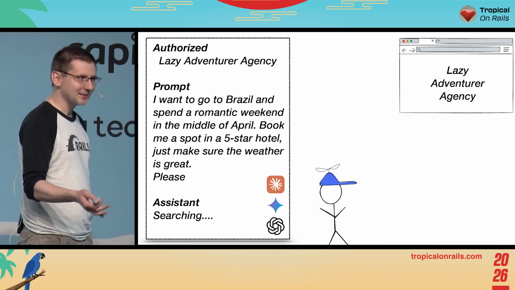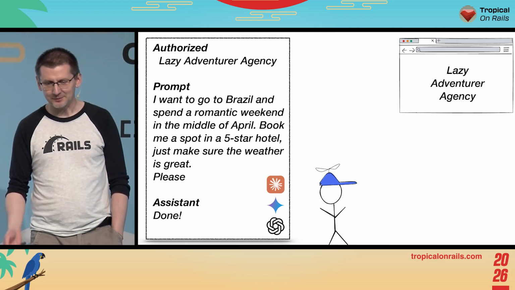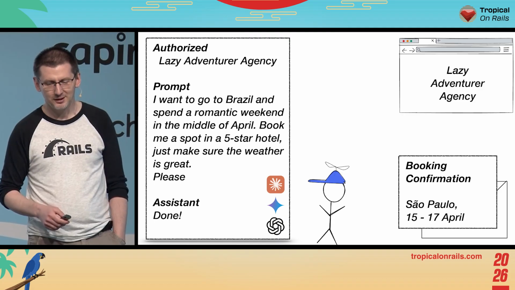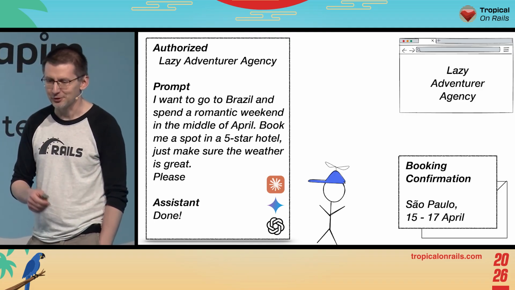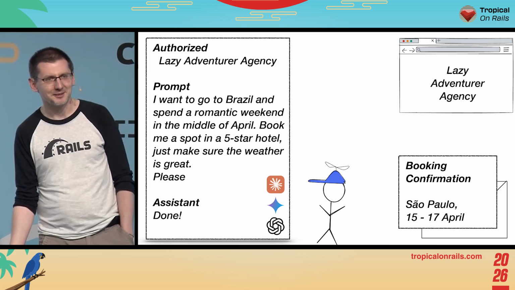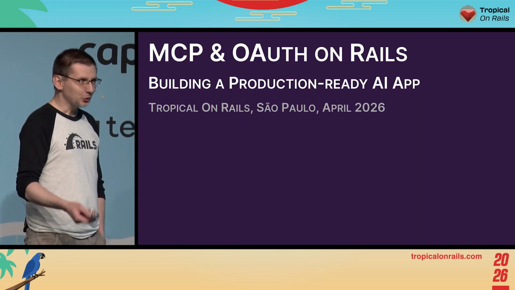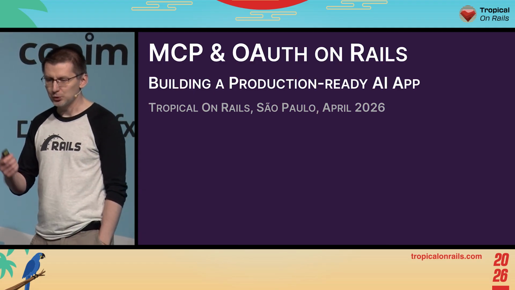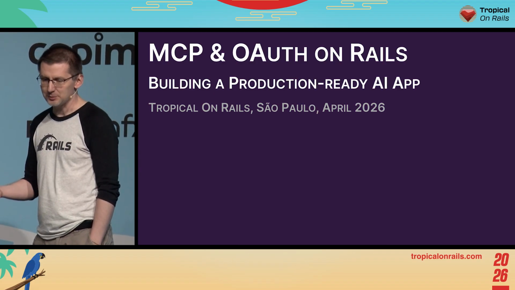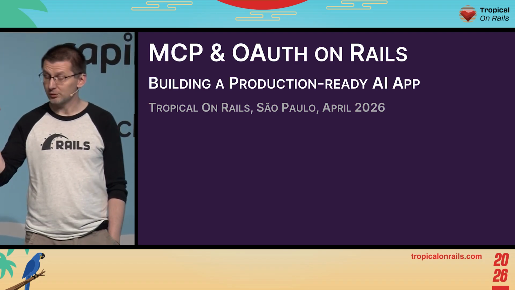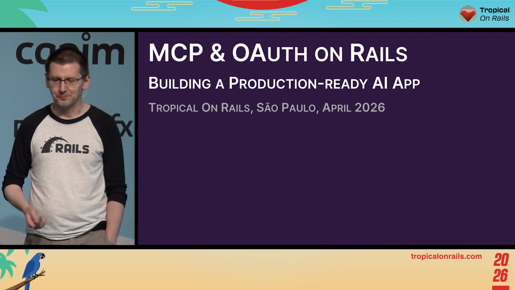You wait a second for the assistant to do its magic, and it's done. You hear a sound of a new email incoming. It's a new booking confirmation for your next trip to Sao Paulo. Well, wouldn't that be amazing? In order to make this dream come true, today I'm going to show you how to create a production-ready MCP server using Ruby on Rails and program all that you've just seen.